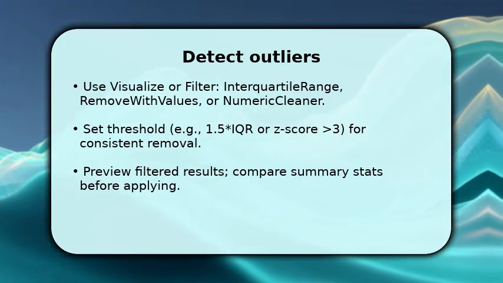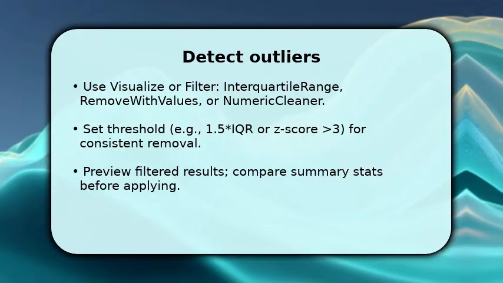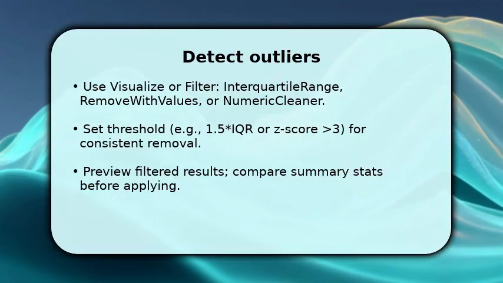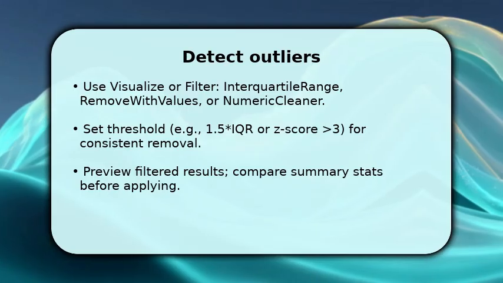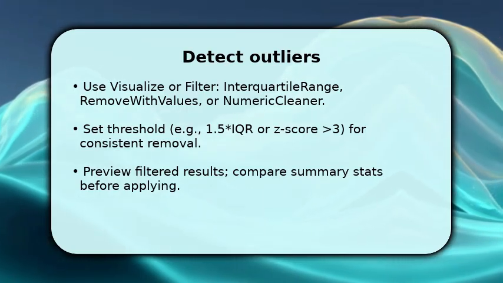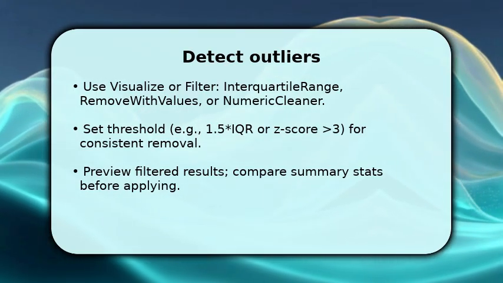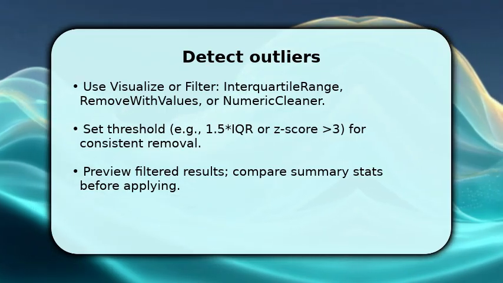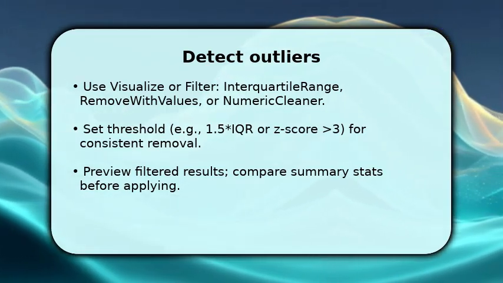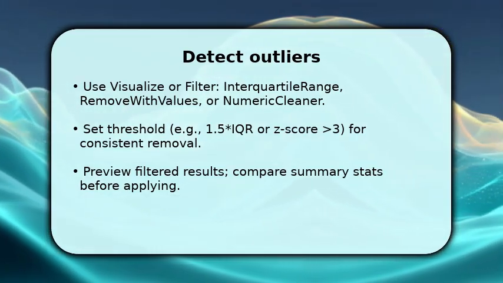You should choose a threshold, commonly 1.5 times the IQR or a z-score greater than 3, because this defines how aggressive removal will be. Make sure to preview the filter effect using the filter pane and compare summary statistics before committing. If using RemoveWithValues, specify the exact numeric ranges.